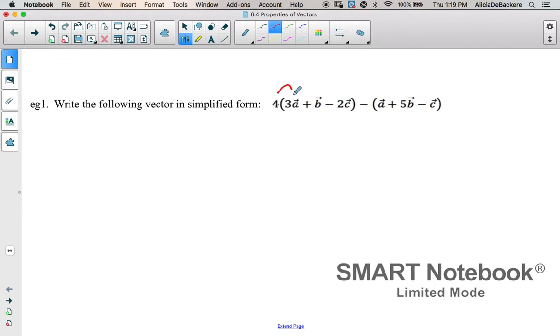So I'm going to multiply the 4 into the bracket. The properties tell me I can do this. And at the same time, I'm going to take this -1 that's in front of this bracket and multiply it through.